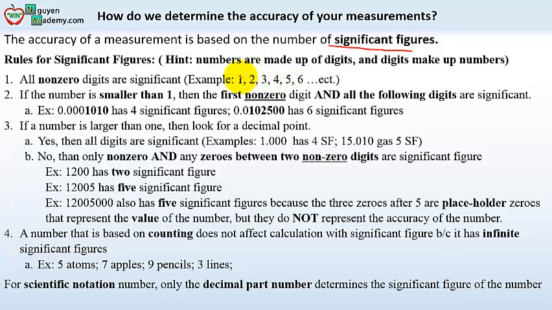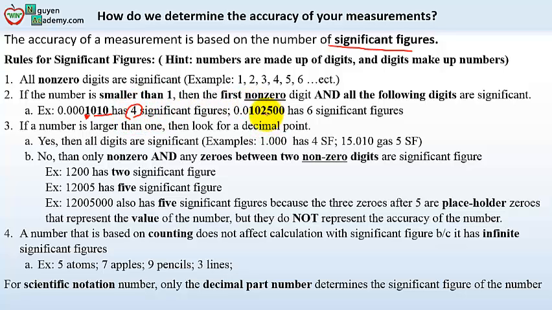The second rule gets a little bit tricky. If you have a number smaller than 1, then we look for the first non-zero, and we're going to continue counting all the following digits, because all the following digits are significant. For example, we have this number right here. The first non-zero is 1, okay? And all the following digits will be significant as well, which gives us a total of 4 sig figs.